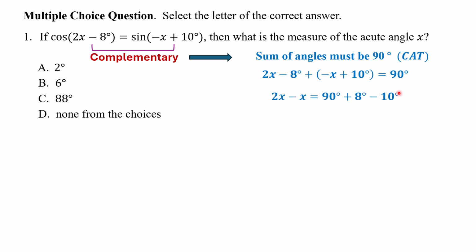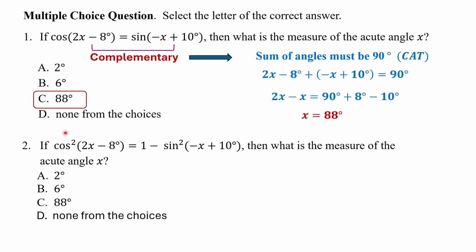And then solving for x here, combine all the x terms and combine all the constants, then we will get x equal to 88 degrees. So the answer is C. And then for the second question, if cosine squared of (2x minus 8) degrees is equal to 1 minus sine squared of (negative x plus 10) degrees, then what is the measure of the acute angle x?